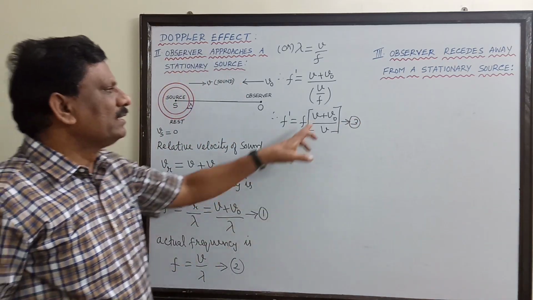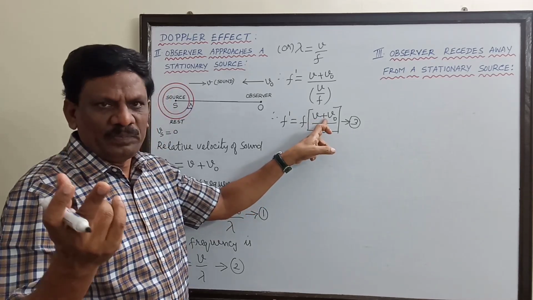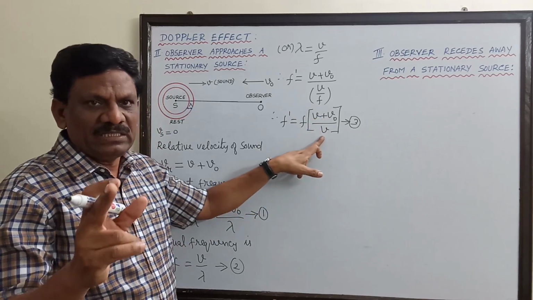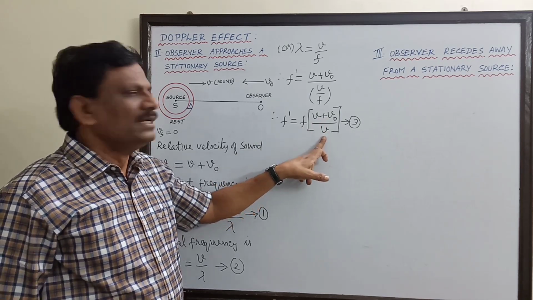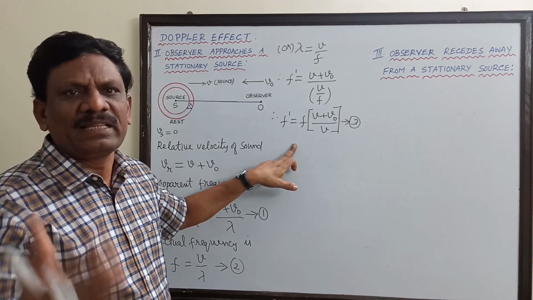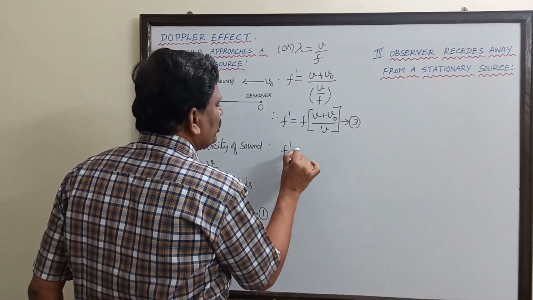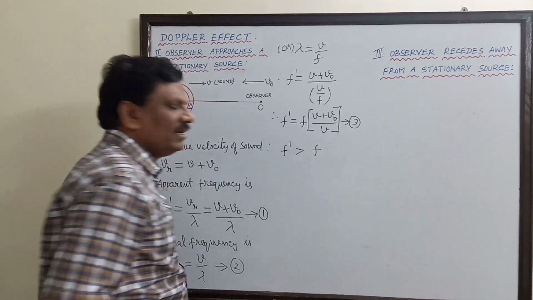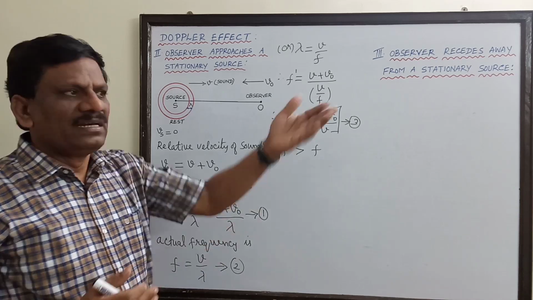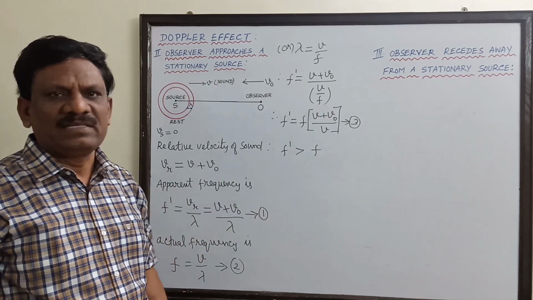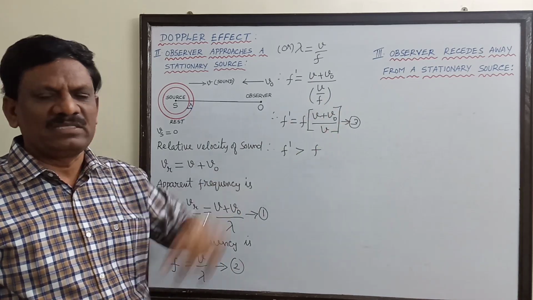Okay, now look at the numerator inside the bracket. It is V plus VO, and the denominator is only V. So the numerator is greater than the denominator, isn't it? So the value of f dash must be greater than f. Therefore, in this case, f dash is greater than f. So this is why we feel as if there is an increase in the pitch or frequency of the sound when we move towards a source, understand, which is at rest.